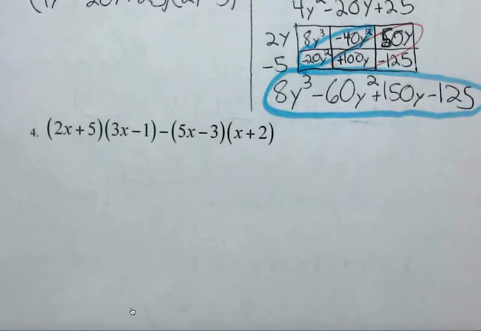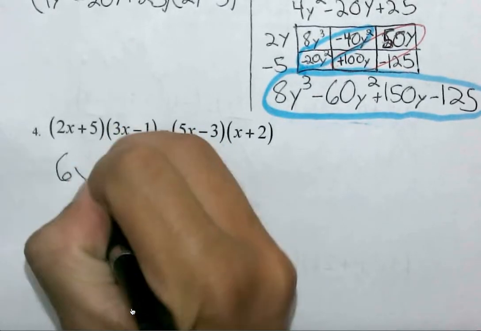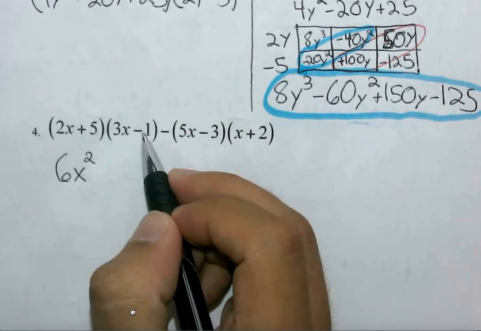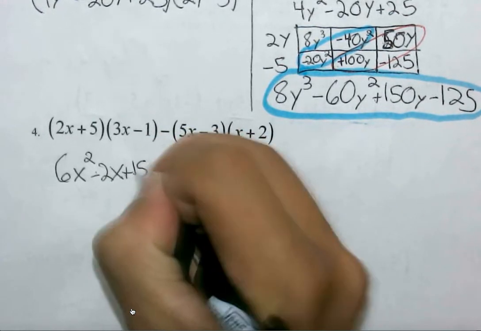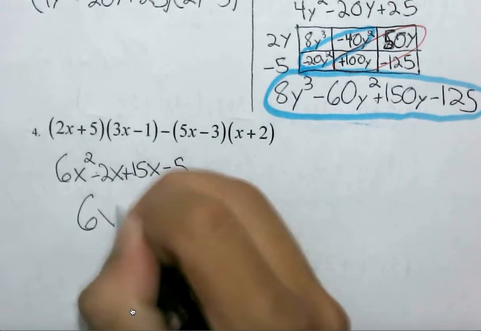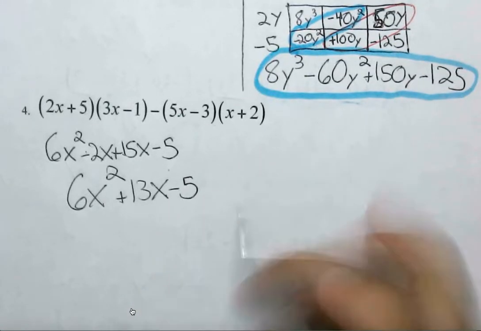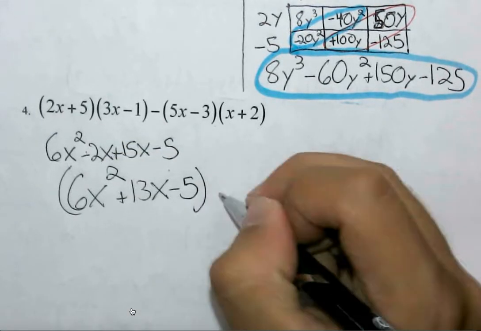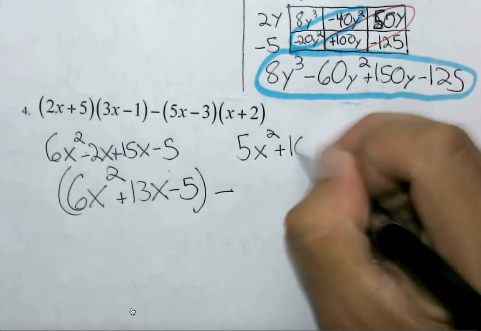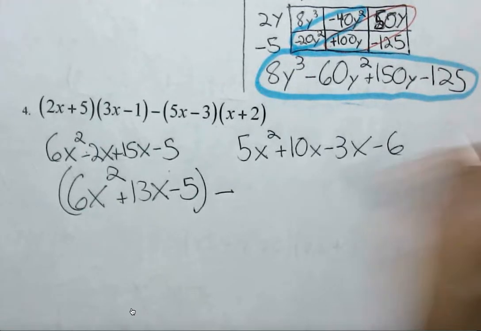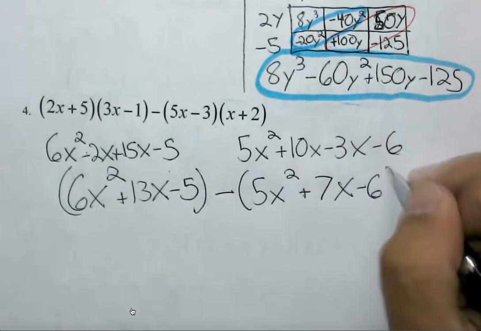Down here, we're taking the difference with these 2 products. Quick box method for these. Just jump ahead. 6x squared. We're then deducting 2x, but then adding on 15x. Finally deducting 5. So this should get us 6x squared plus 13x minus 5. So that's the first product. We're then deducting this product here. So we have 5x squared plus 10x minus 3x minus 6. Combining the middle terms, getting us here.